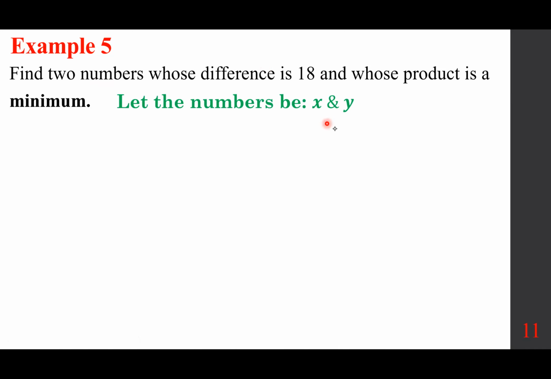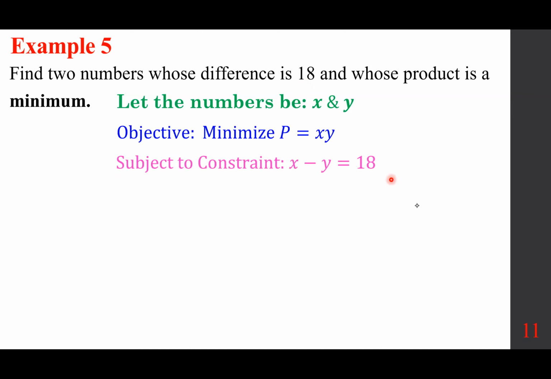The difference is 18. X minus Y is 18. The product is minimum. So the objective is to minimize the product, which is X times Y. And the constraint is that we know the difference is 18. So X minus Y is 18. By the way, you could write Y minus X equals 18 and the numbers just switch, that's all.